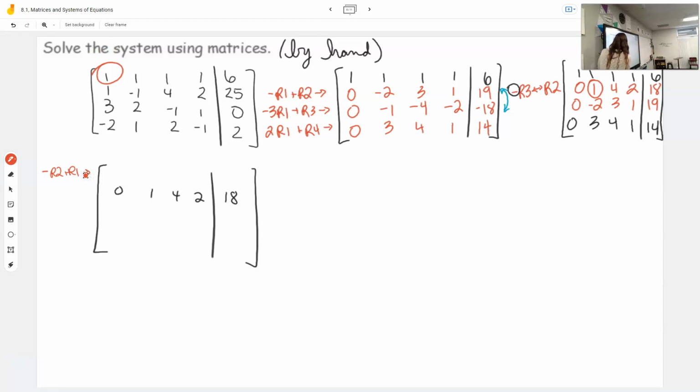What's the opposite of negative 2? A positive 2, row 2 plus row 3. What's the opposite of a positive 3? A negative 3, row 2 plus row 4.